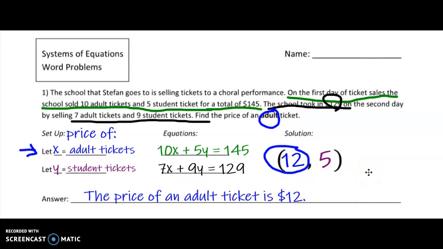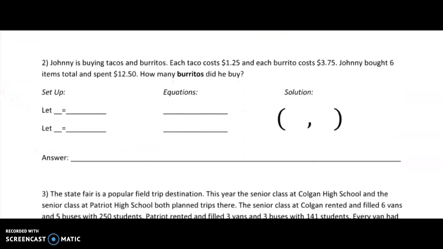In this case, we don't really care what the price of the student ticket was, but we needed to figure it out in order to find out what the price of the adult ticket was. So the student ticket would have been $5. Okay, moving down to the next problem.